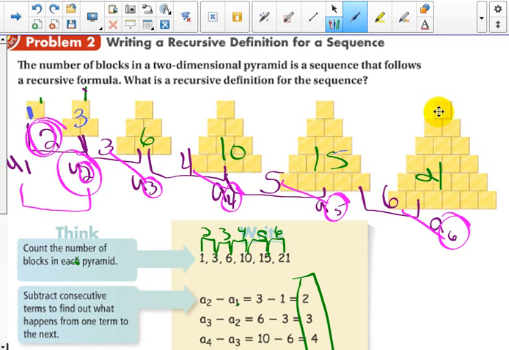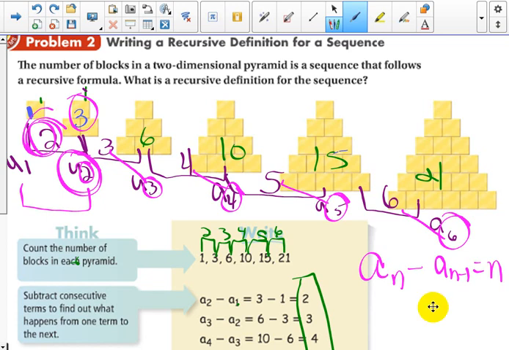So we can now state this with a pattern, right? We can say the current element, a sub n, minus the previous element, a sub n minus 1, is equal to n. Do you see that? The current element, the second, which was 3, minus the previous element, take away 1, is equal to the element that you're on, 2.